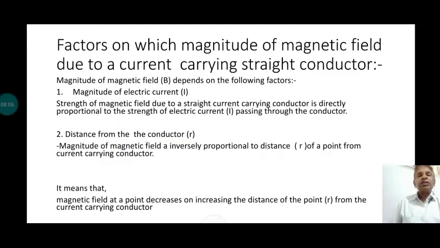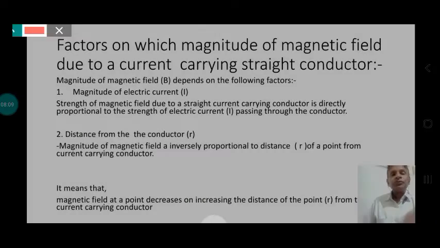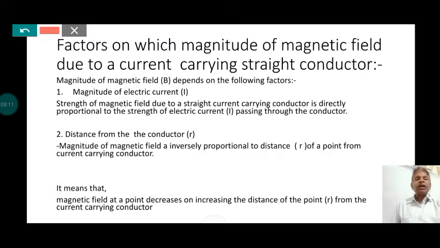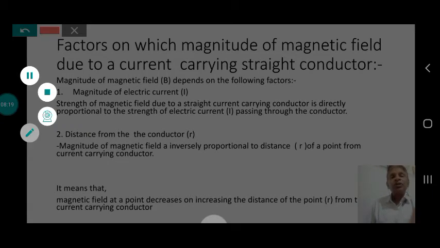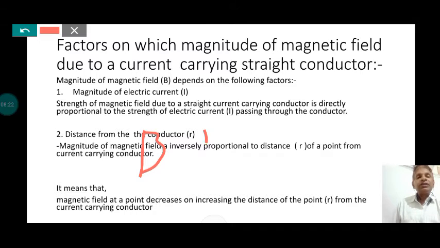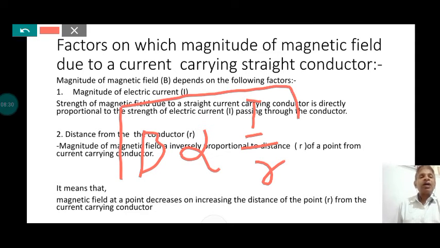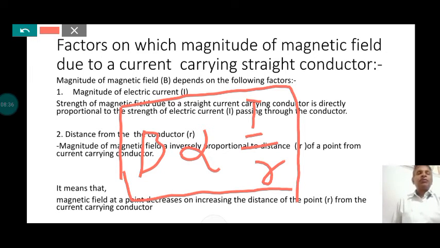Now third, the magnetic field at a point decreases as the distance of the point from the current carrying conductor increases. Combining the two, we can write B is proportional to I by R. Here B is equal to I by R is the magnitude of the magnetic field produced by a current carrying straight conductor. B is proportional to I and inversely proportional to R.